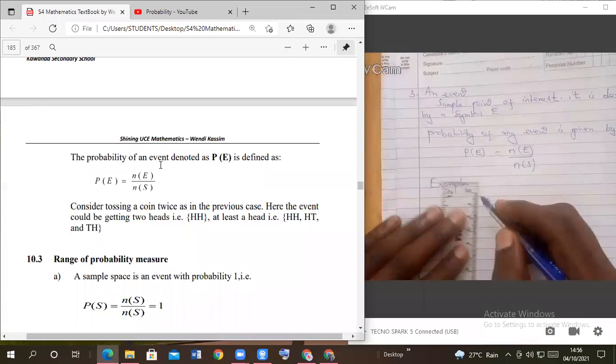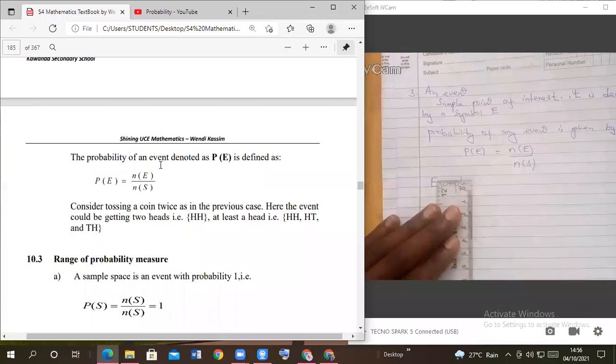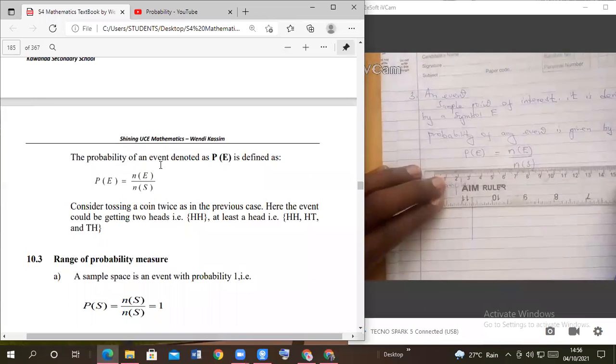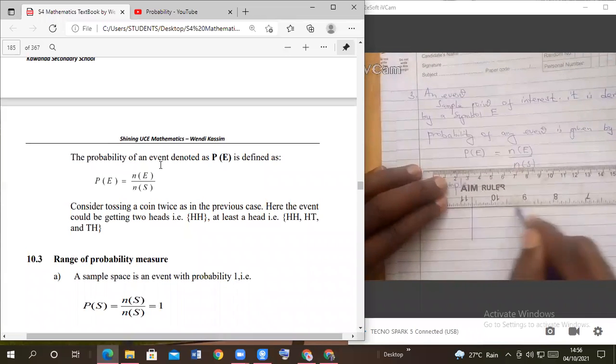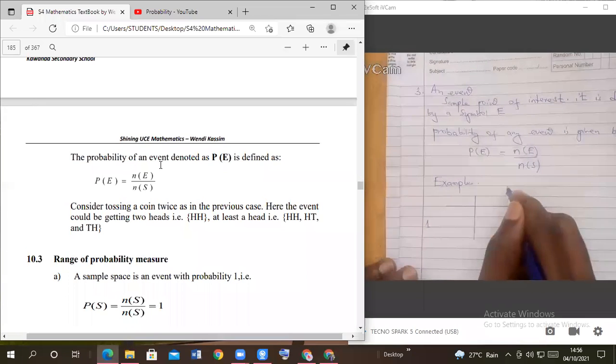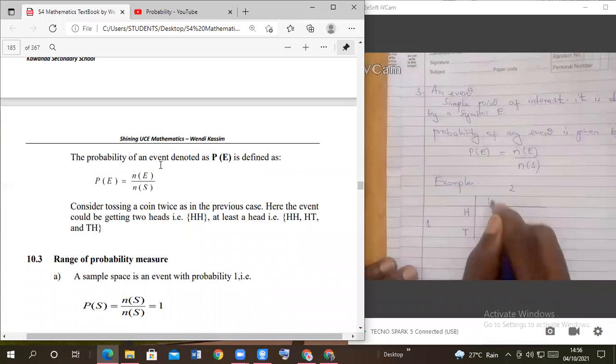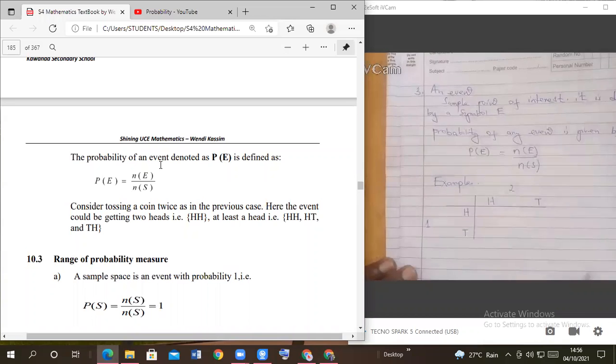Now, assuming 2 coins. 2 coins are thrown together. So this is the first one. This is the second one. In each of them, we expect a head and a tail.